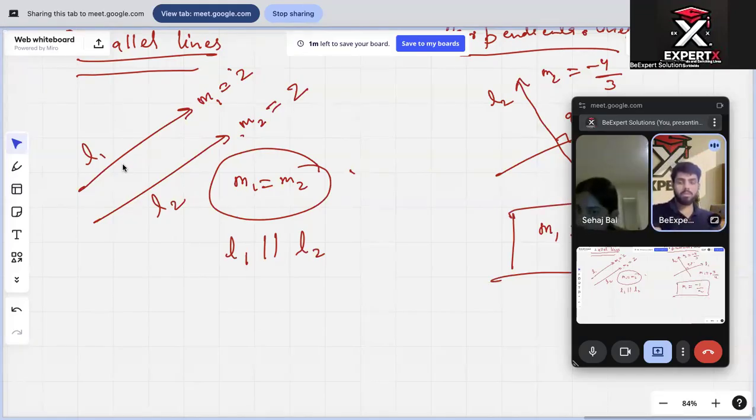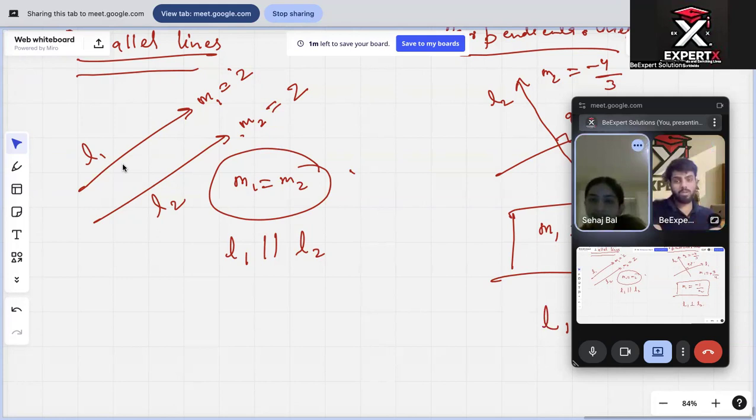So how will we write this? L1 is perpendicular to L2 in that case. You can see these two lines meet at right angles. That's how you can describe perpendicular lines in linear equations and their slopes, Sehaj. I hope it is clear to you. Any doubt you have? Yes.